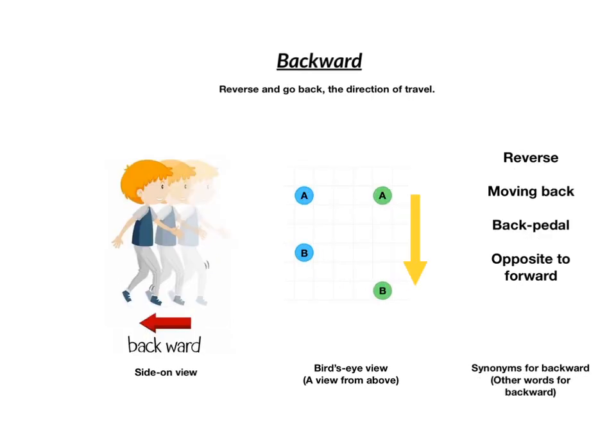Another movement that you should be very familiar with is the movement backward. Backward means reverse and go back. It is the direction of travel. It's another direction of travel. We can see in the example that the boy is moving backwards from a side-on view. From a bird's eye view, or from above, we can see that the blue dot moves from A to B and the green dot moves from A to B.